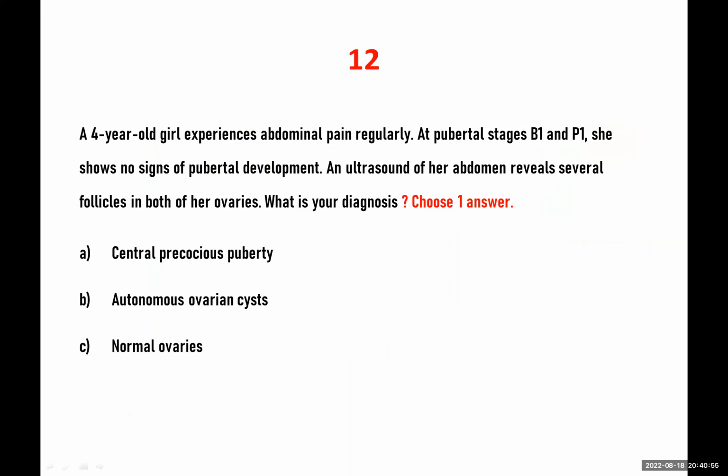A 4-year-old girl experiences abdominal pain regularly at pubertal stage P1 and B1. When you examine her, you find she has pubertal stage 1 breast and stage 1 pubic hair. She showed no sign of pubertal development. Ultrasound of her abdomen revealed several follicles in both of her ovaries. What is the most likely diagnosis?